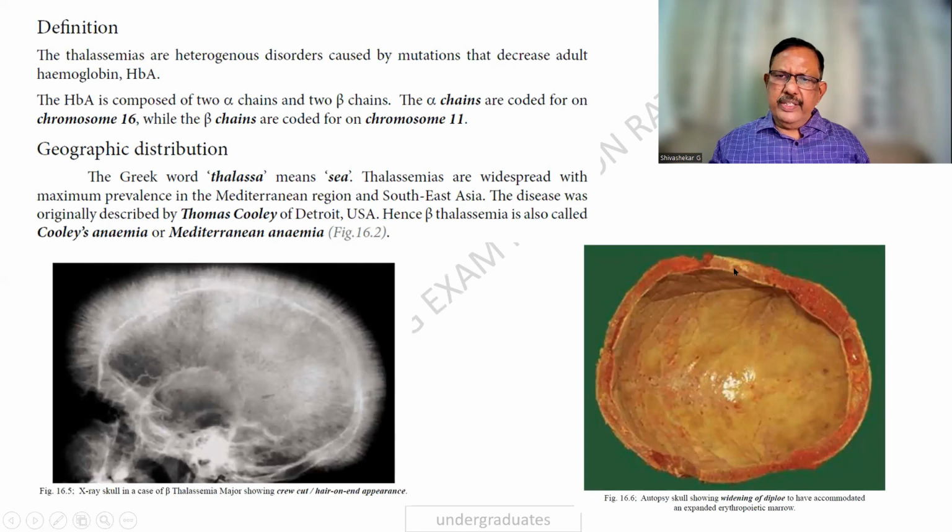So this is what I had said. You find that this is the marrow space. There is an outer table and an inner table, and in between is the marrow space. Owing to anemia, there is an expansion of it, and that causes this kind of widening of the skull bone. At the same time, there is a reactive new bone formation, which results in a hair-on-end appearance.